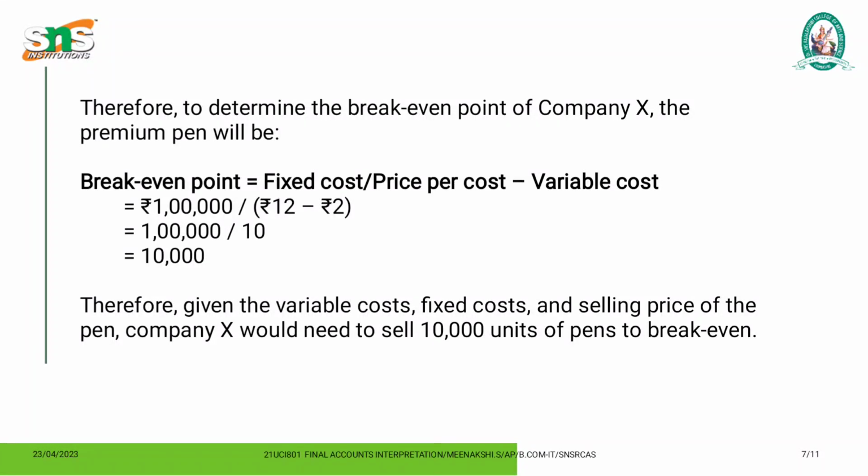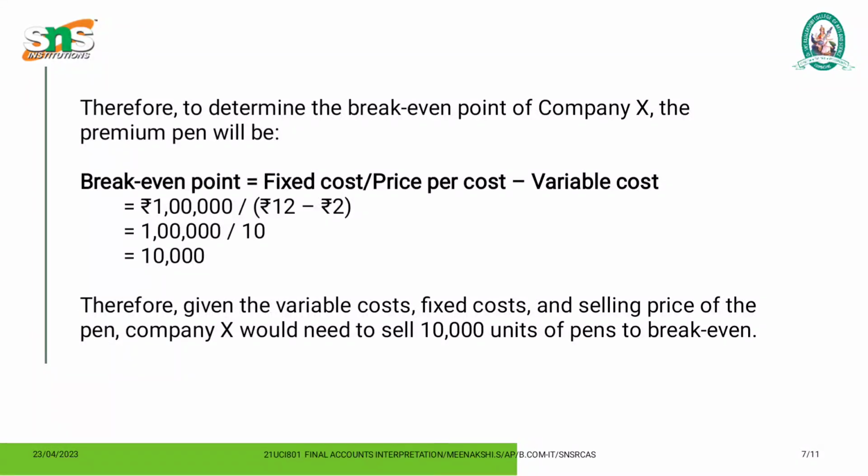So the break-even point will be 10,000, which means given the variable cost, fixed cost and selling price of the pen, company X would need to sell 10,000 units of pen to break even. So it is mandatory for company X to sell at least 10,000 units to reach its break-even point. So this is the method of calculating break-even point for any concern.